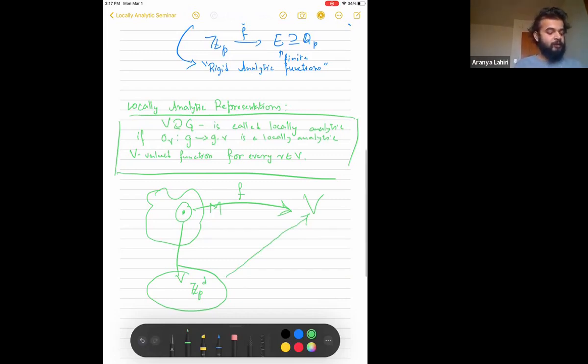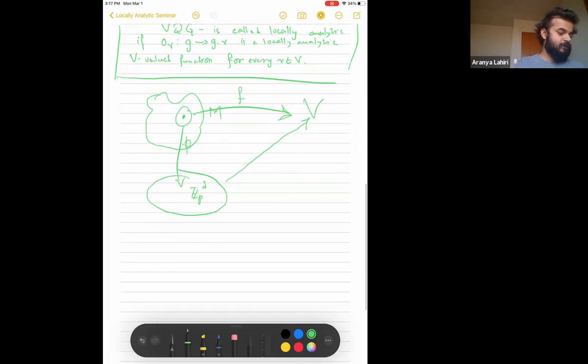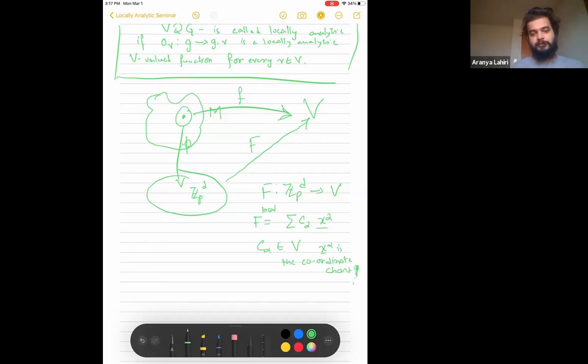And what does that mean? Well, you have this map, I want to call this F, and F is a map from ZP to the D to V, which is a vector space over E. So I want that F should be equal to some power series, locally expressible. Of course, this is local, with sum of C alpha X alpha, where C alpha is in V and X alpha is the coordinate chart. Is this making sense, or am I just being completely meaningless? Does this make sense, more or less?